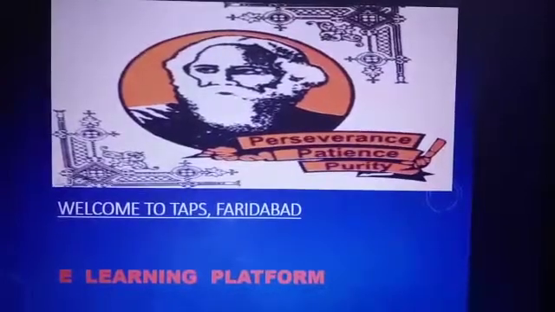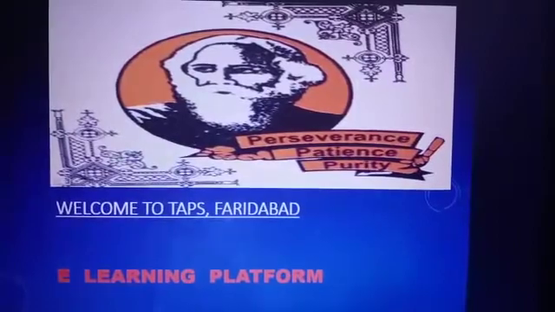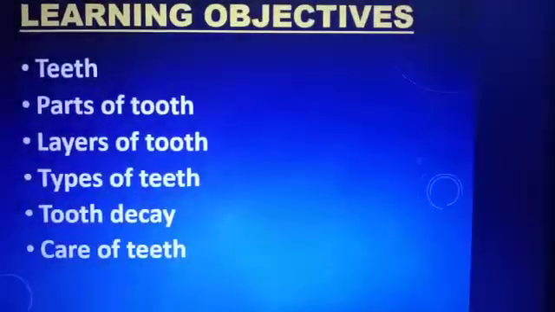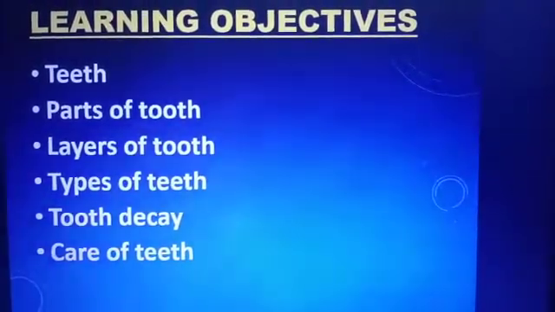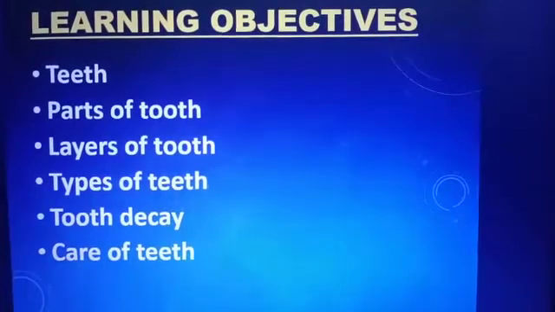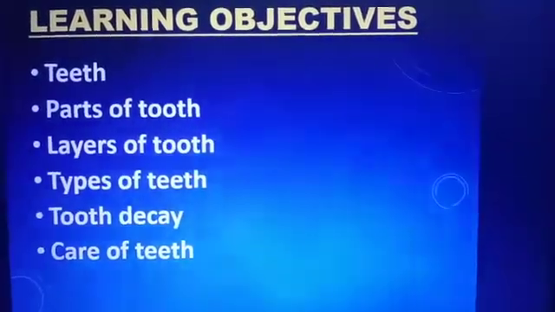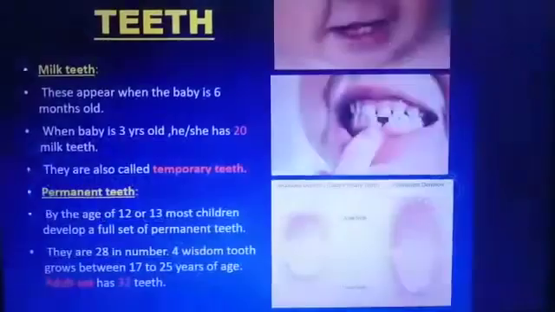Hello students, today we have to start with part 3, chapter digestion, chapter number 6, class 4 science. The learning objectives, or the topics which we are going to cover in this part, are teeth, parts of tooth, layers of tooth, types of teeth, tooth decay and care of teeth.